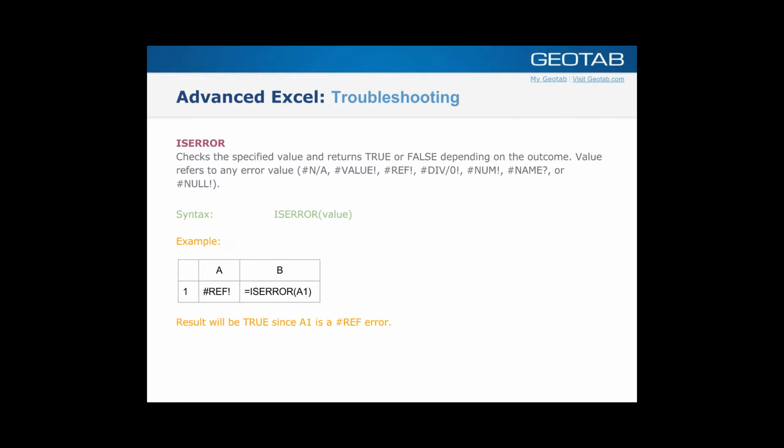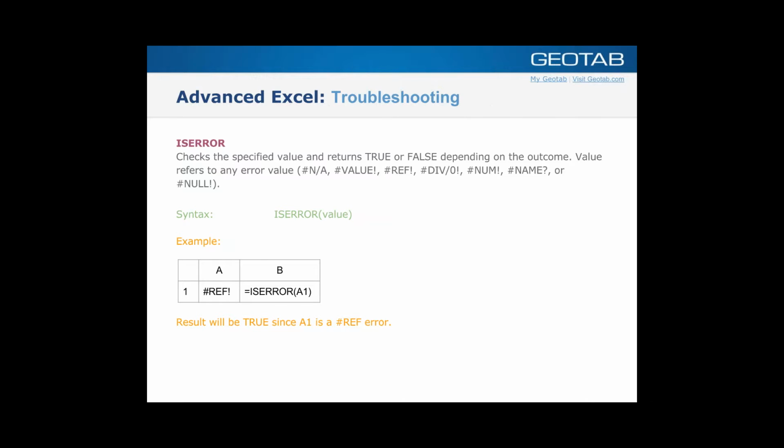IsError is kind of a catch-all. What this is going to do is it's going to actually return a true or a false, and it's looking to see if the cell that you're referencing or the text or value that you're referencing is an error or not. You can see here in cell A1 I have a reference error, and because IsError covers pretty much every error that you could get in Excel, it doesn't matter what that error is. It could be ref, it could be NA, value, divide by zero error, number, name, null. You can see it could have been any one of those. I just chose reference as an example.